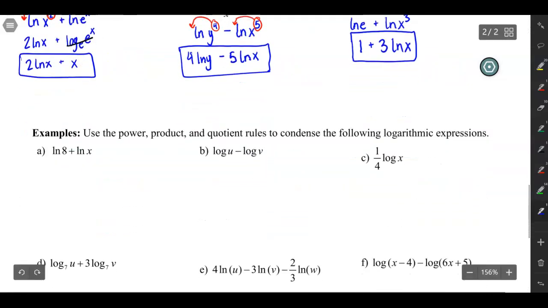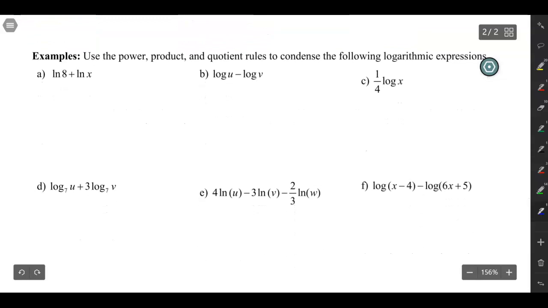Okay. In this next set of examples, we are going to go the opposite direction. So we're going to take the power, product, and quotient rules to condense these logarithms. So we're going to try to take maybe 2 or 3 logs that are being added together or multiplied or subtracted, and smash them all together into just one log. So in A, I have the ln of 8 plus the ln of x. Since I'm adding 2 logs, and they have the same base, they're both a natural log, I can use the product rule. So I can make this the ln of 8 times x.